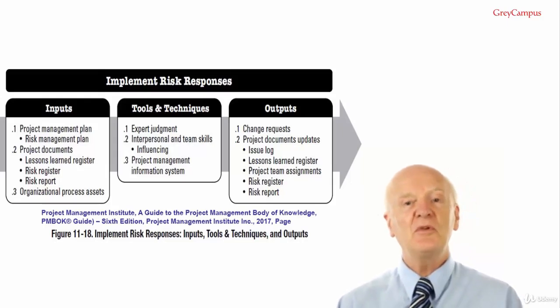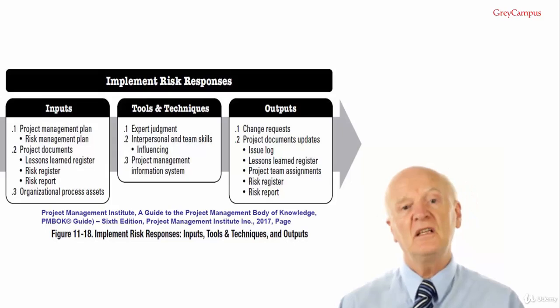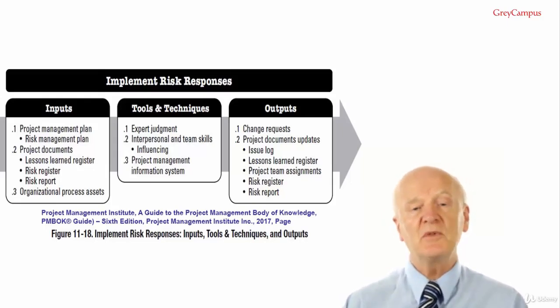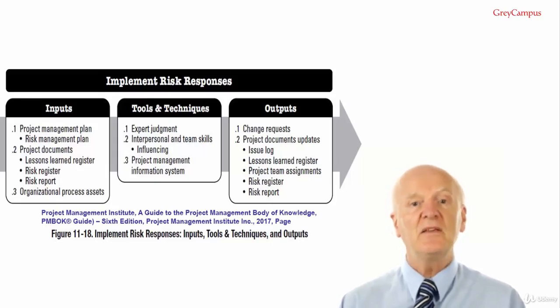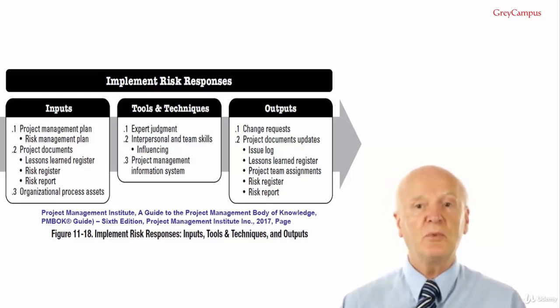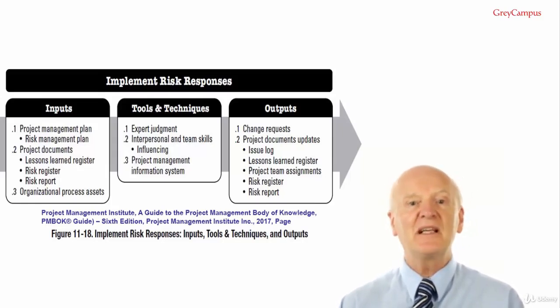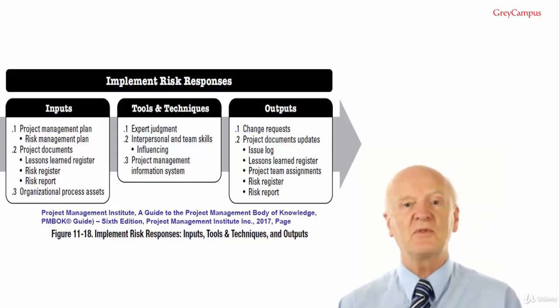Output number 2. Project document updates. These include the issue log, lessons learned register, we hear these over and over again, project team assignments, and the risk register. The risk register may be updated to reflect any changes to the previously agreed upon risk responses for individual project risks that are subsequently made as a result of the implement risk response process. The risk report may be updated to reflect any changes to the previously agreed upon risk responses to overall project risk exposure that are subsequently made as a result of the implement risk responses process.